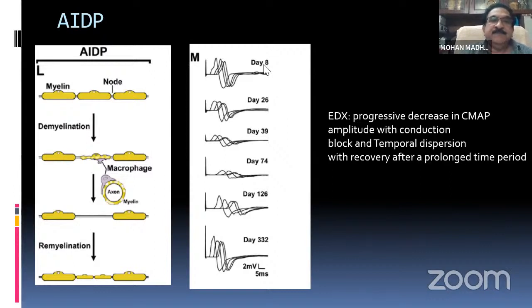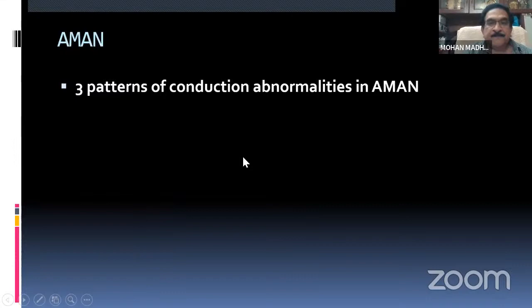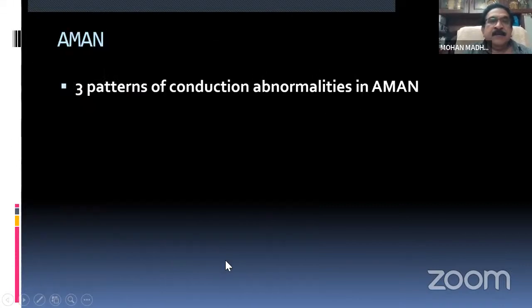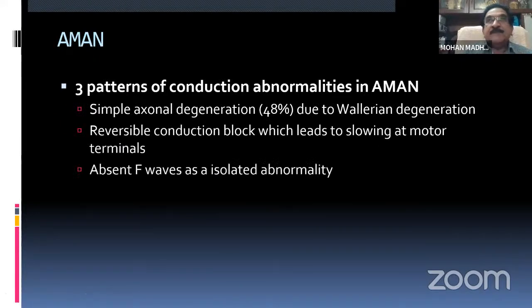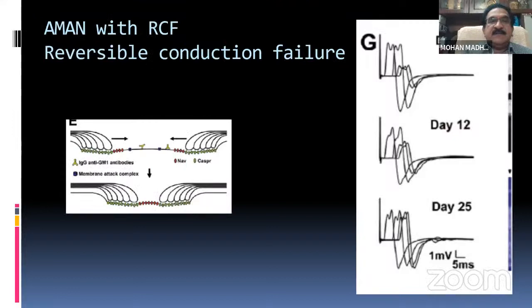This is classically AIDP. Initially, you get a conduction block maybe there. Then with subsequent recovery, you get a dispersed potential, and then ultimately it recovers. In AMAN, 3 patterns are there: maybe simple axonal degeneration, reversible conduction block, or absent potentials. I think I will skip these things.